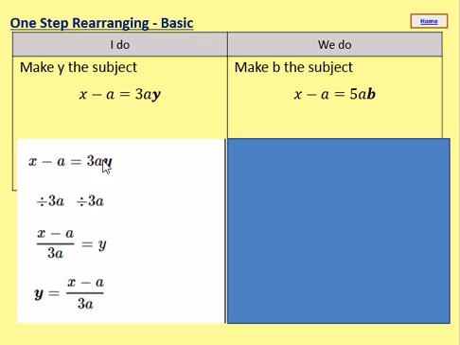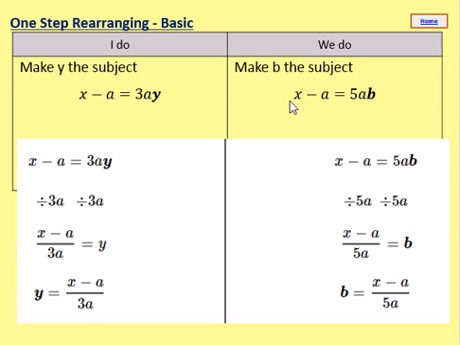So dividing this 3ay by 3a cancels out the 3a, so I'm left with just the y. And then I have x take away a, all divided by 3a. So y equals x take away a divided by 3a. Please copy that down and then try the we do by yourselves.